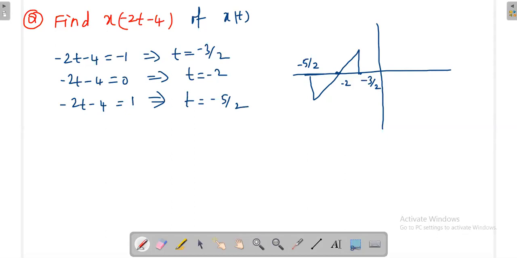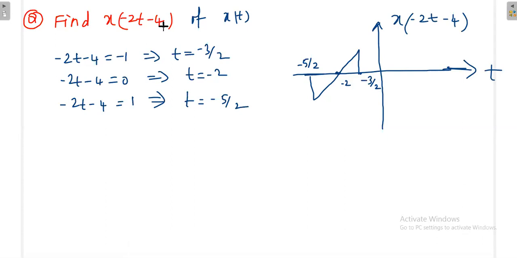Okay, x of minus 2t minus 4. This is your time axis. Okay, what is the other method? I can also go by any method. Now, first what I am going to do, I will go like this. First I will do t minus 4, then 2t minus 4, then minus 2t minus 4. One by one I will do. Okay, method 2, another method.